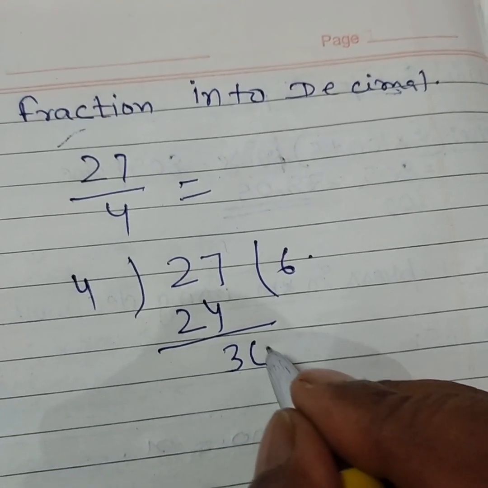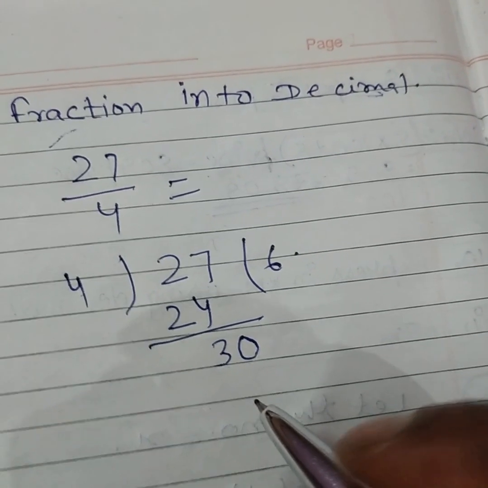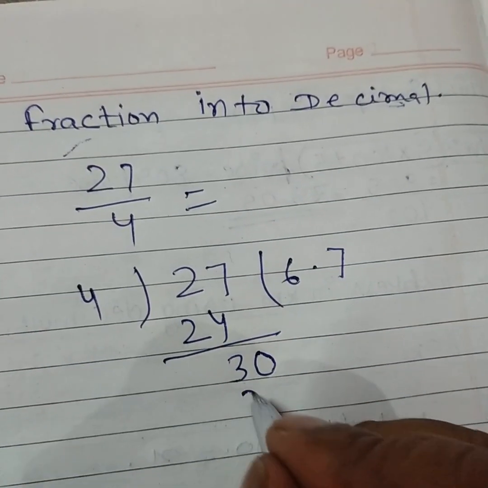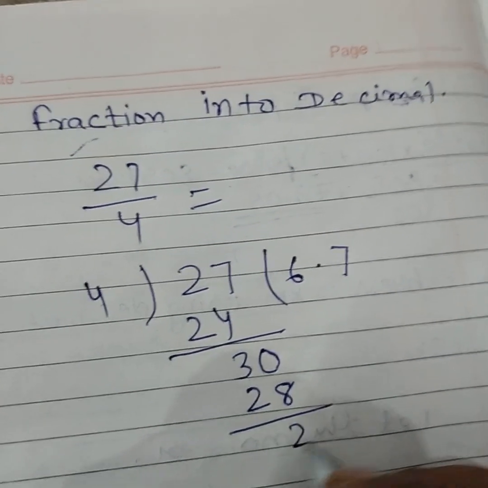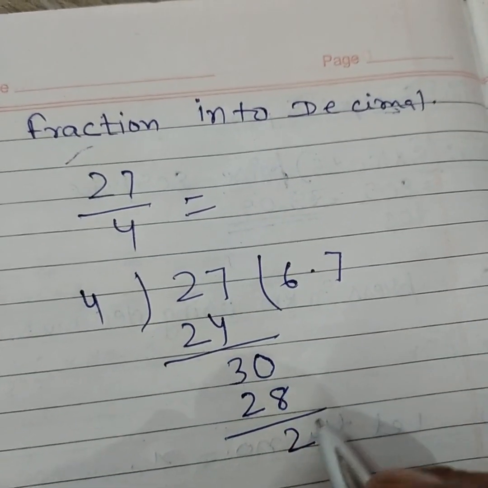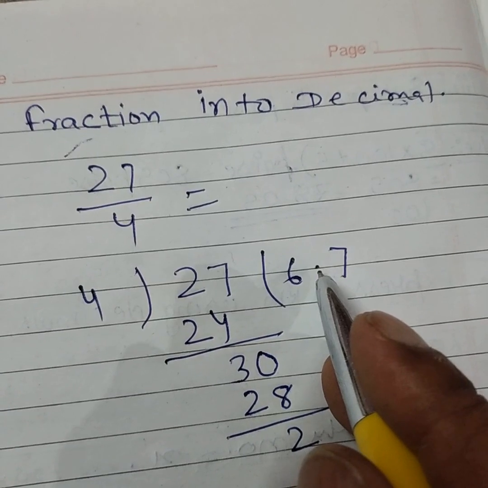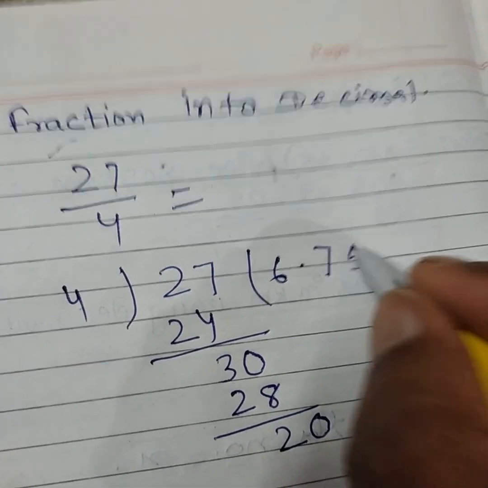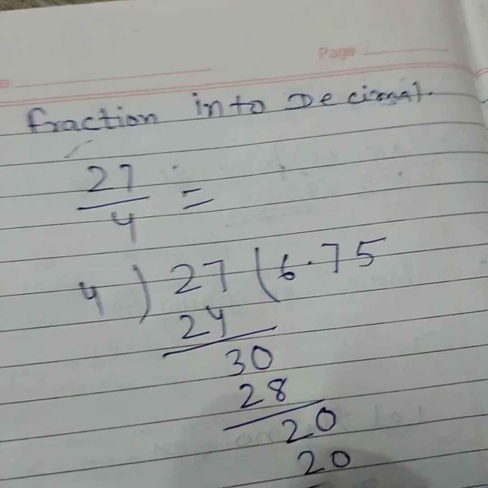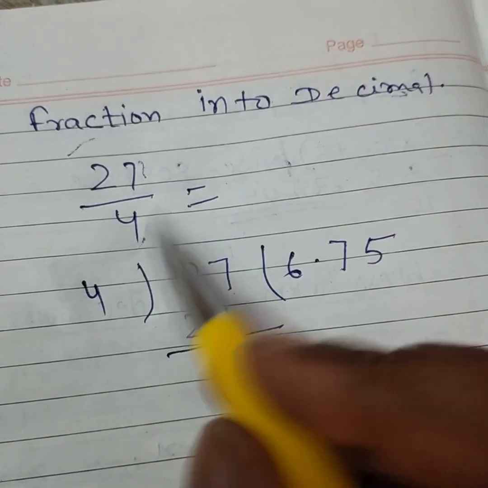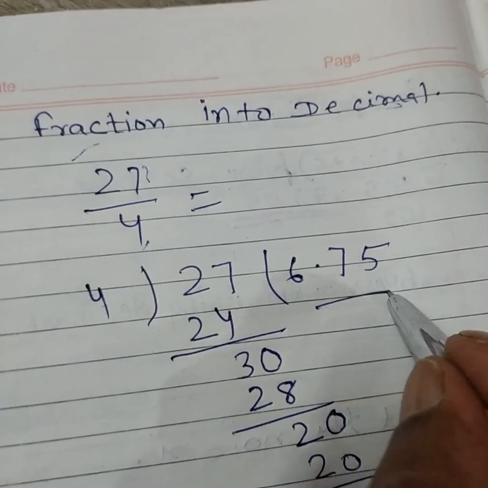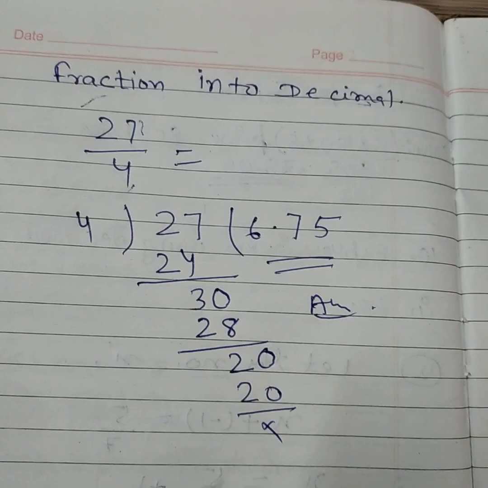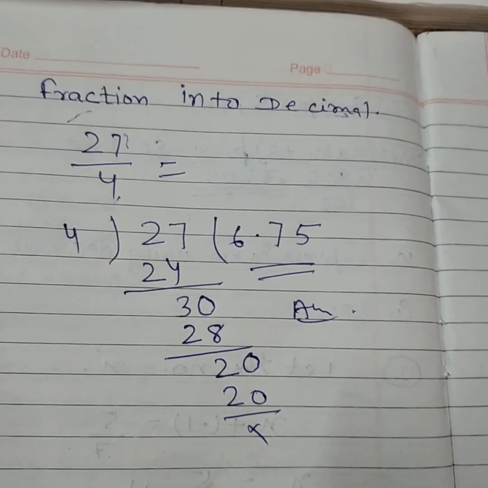Then, step by step, we take 1 0. 4 sevens are 28. Now it is 2. Once again the same condition, nothing here, but we already kept the decimal, so once again we take 0. 4 fives are 20. So 27 upon 4 equals 6.75. This one is the answer. This is the method to convert a fraction into a decimal.